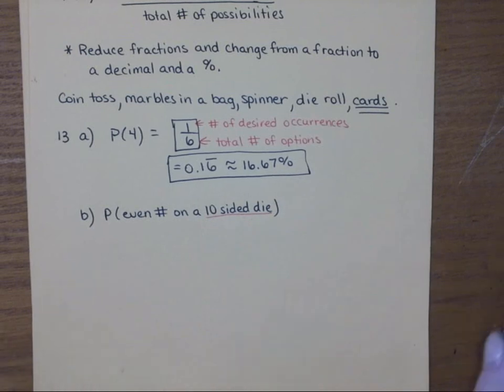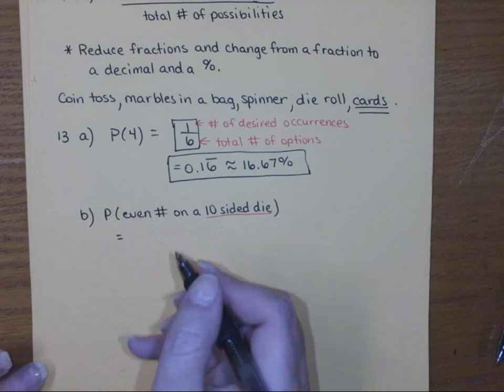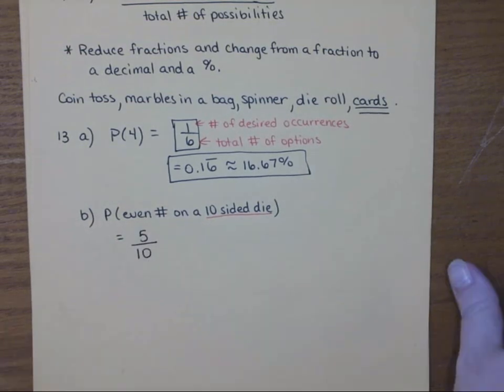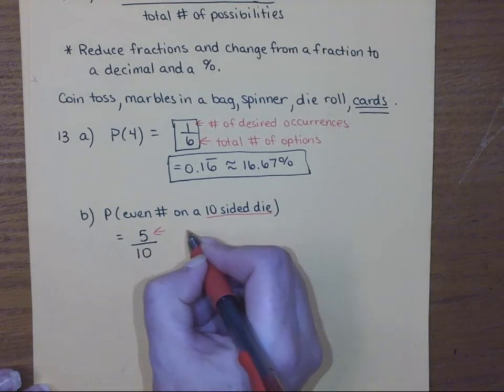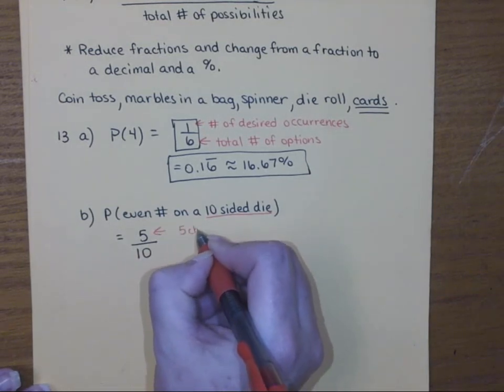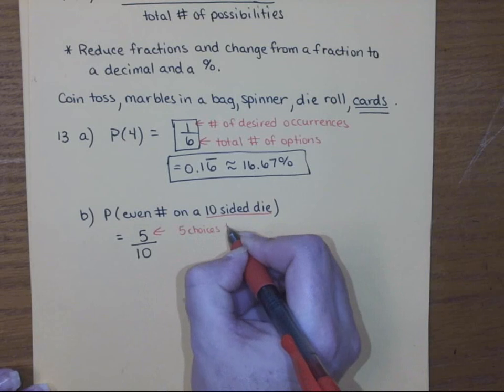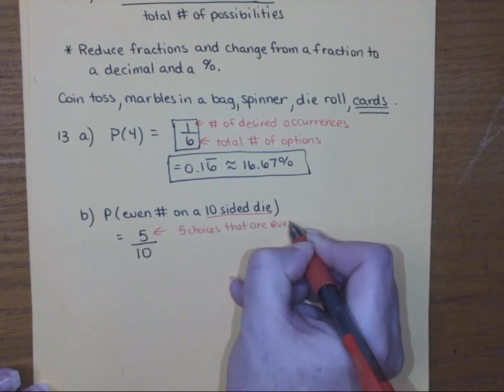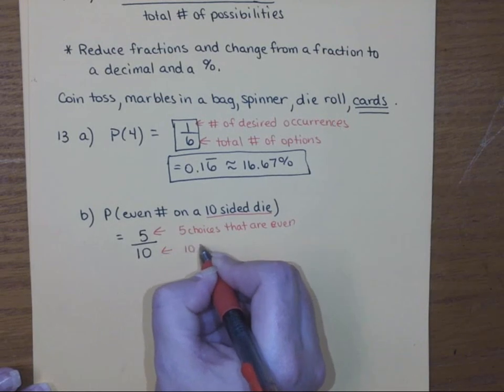Okay, so that's significant, right? So think about all the even numbers, and we're going to assume that the die is listed 1 through 10. So how many even numbers are there between 1 and 10? Notice we have 5 of them, out of 10 total choices. So here's my explanation: there are 5 choices that are even, and there are 10 total choices.